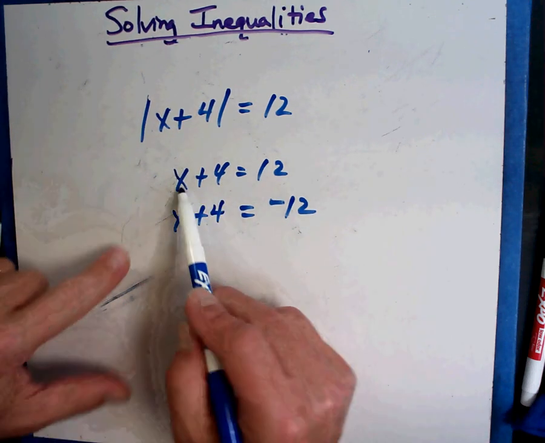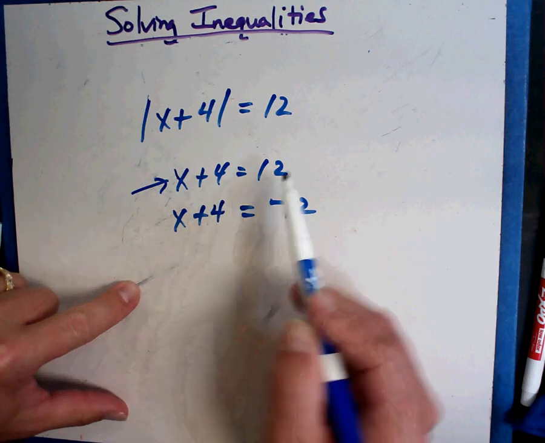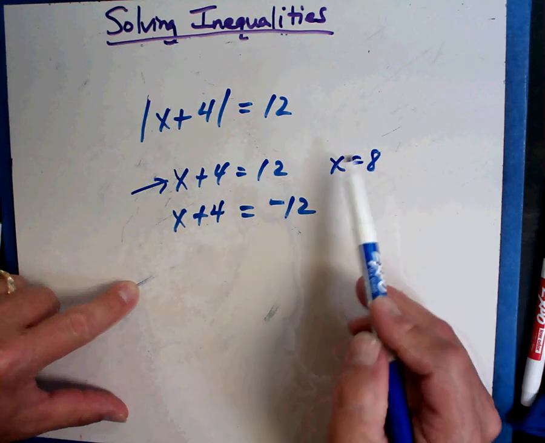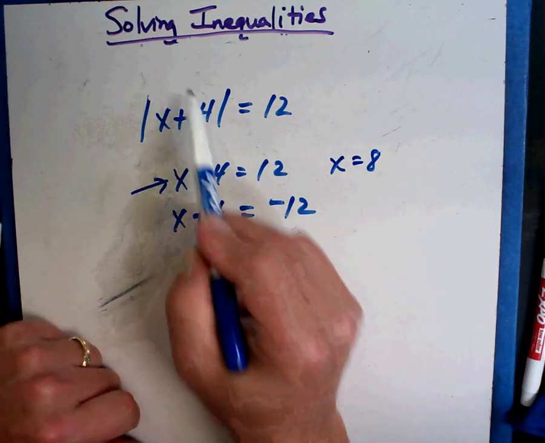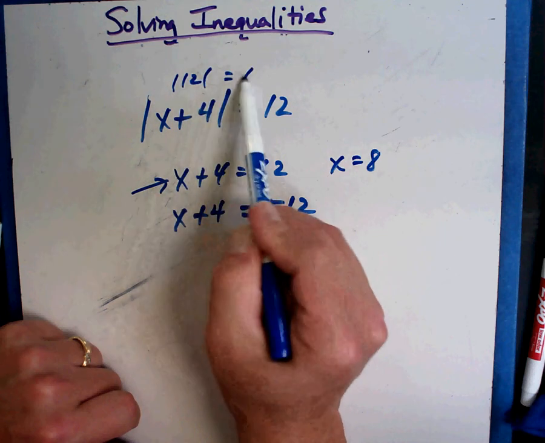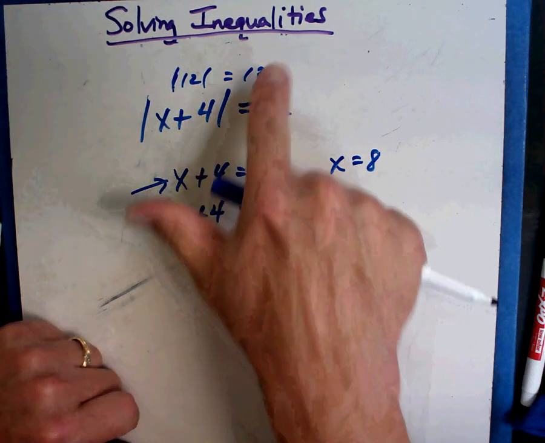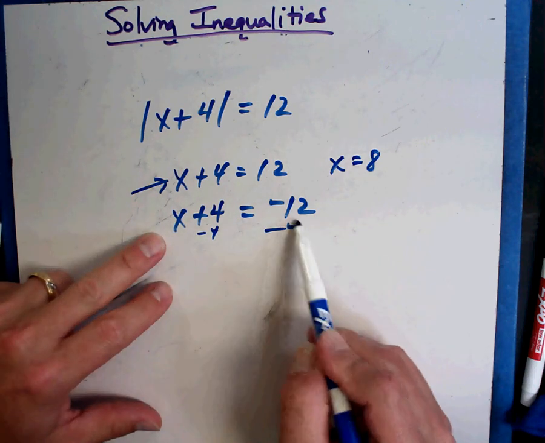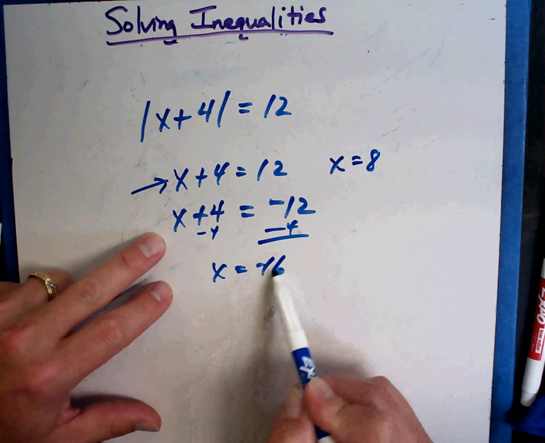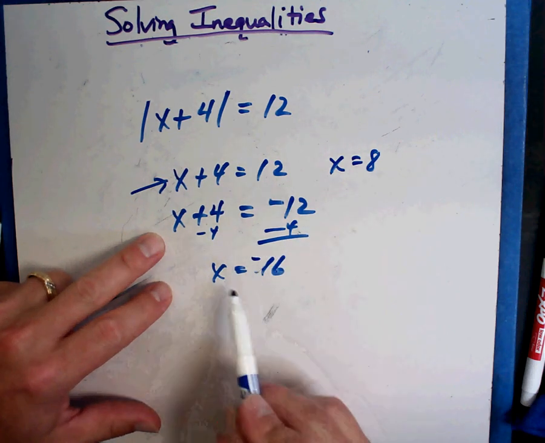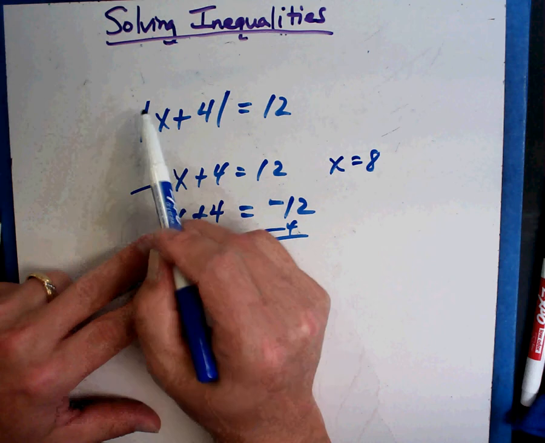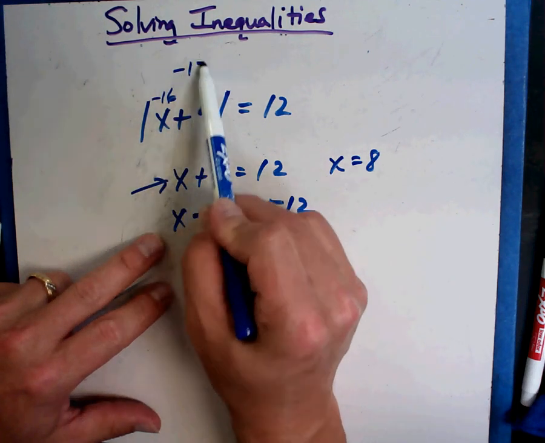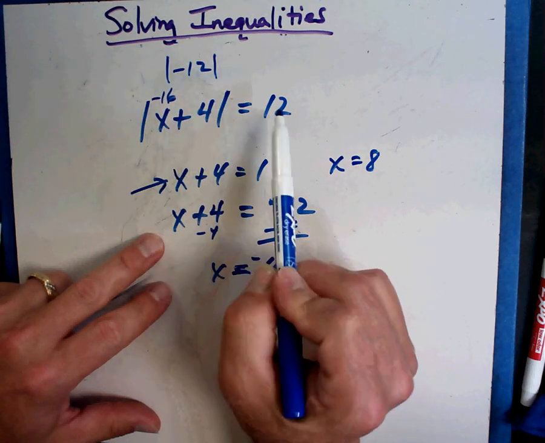Let's see if that's true. If I solve this one real quick, I'm going to subtract 4 to go to this side. 12 minus 4 is 8. Well, let's check it. 8 plus 4 is 12. So absolute value of 12 equal to 12? Sure, that makes sense. But what about this bottom one? This one seems weird. If I subtract 4, x is -16. Is that an actual answer for this equation? If I put a -16 there, -16 plus 4 is a -12. The absolute value of -12 is 12.